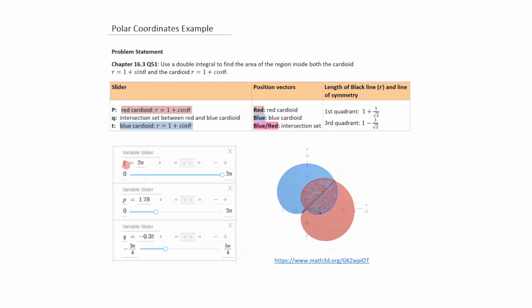Now, these sliders are indicated here: t being the blue cardioid position vector, p being the red cardioid position vector, and q is the one that traces out the intersection between the red and blue cardioid. If you want to know the length of these lines, this one here versus this one here, in the first quadrant it takes on this value, in the third quadrant it takes on this value. So this is more or less just the setup for the problem.